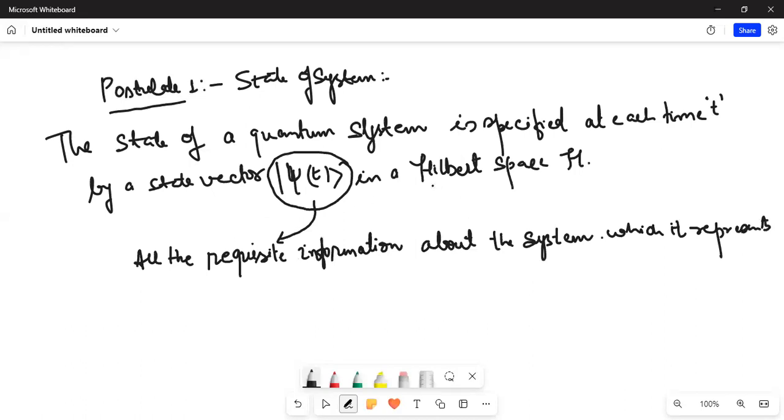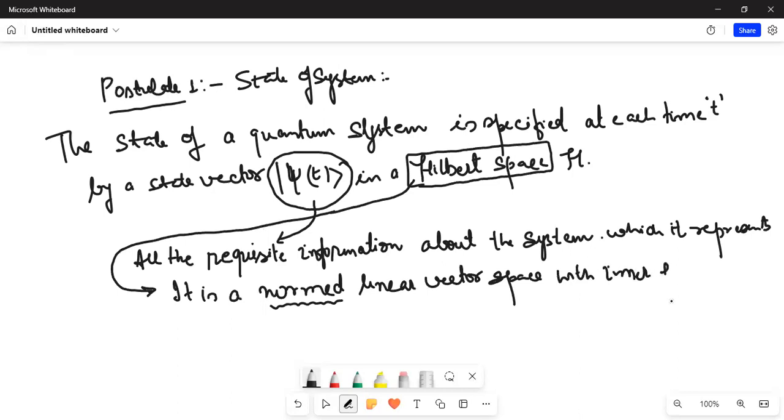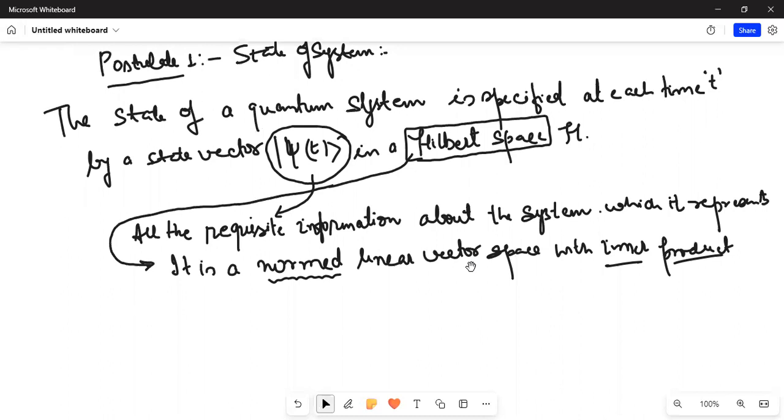Again, yesterday I discussed what a Hilbert space is. A Hilbert space is in itself a linear vector space, or you can say it is a normed linear vector space. And what is a norm? We'll touch again on this today. It comes with an inner product defined, which yesterday we related to the scalar product of two vectors.